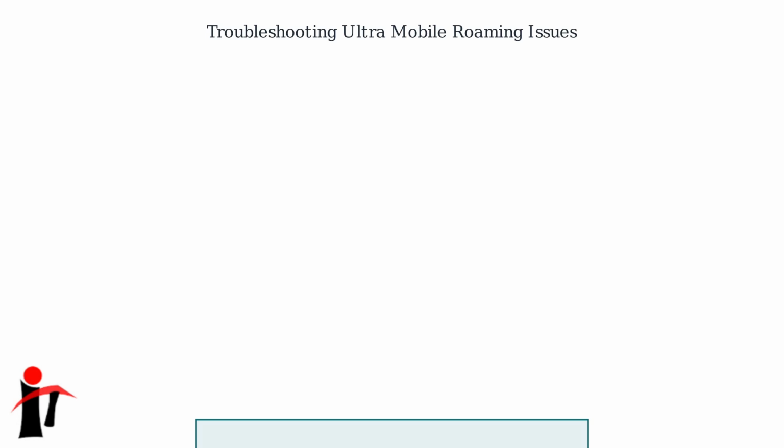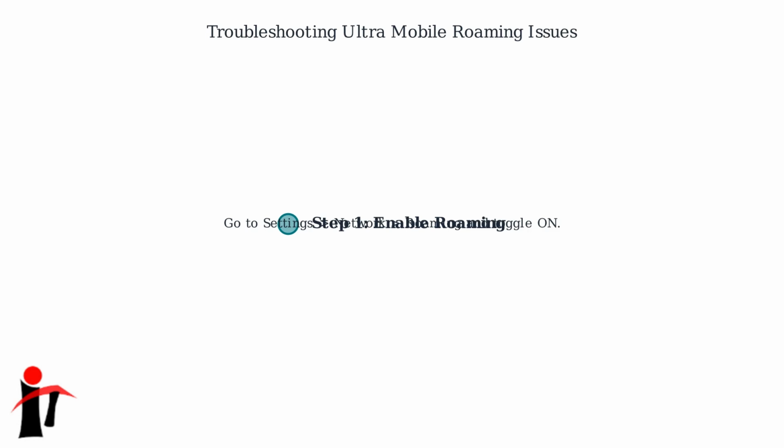Ultramobile offers roaming coverage in many areas worldwide. Most common issues are related to settings like Enable Roam and APN, as well as device compatibility. We will start with the most important and simple steps first.